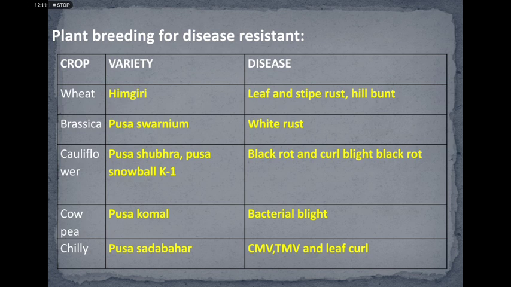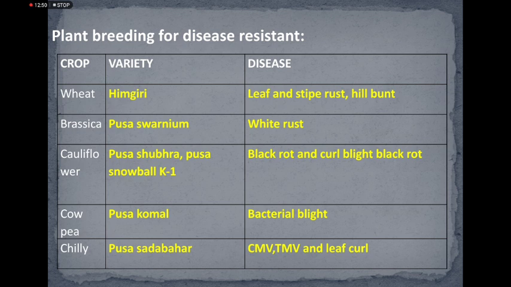Then, in the case of brassica, the mustard, that means brassica is the family that includes mustard. Brassica Pusa Swarnim is a variety. It is resistant against white rust. Then in the case of cauliflower, Pusa Shubhra, Pusa Snowball K1, etc. They are resistant to black rot and curl blight black rot.